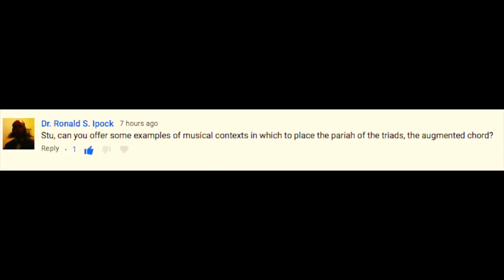Today we have a really interesting question from Dr. Ronald S. Epoch. And Dr. Ronald asked, Stu, can you offer some examples of musical contexts in which to place the pariah of the triads, the augmented chord? I like that, the pariah of triads.